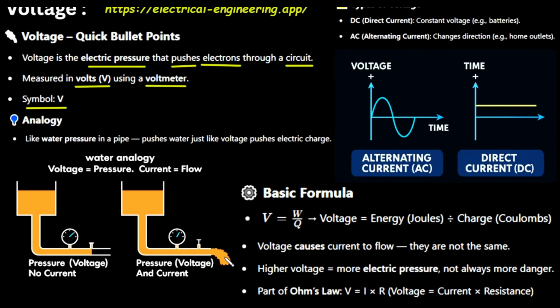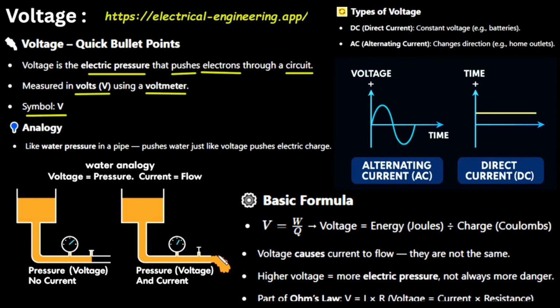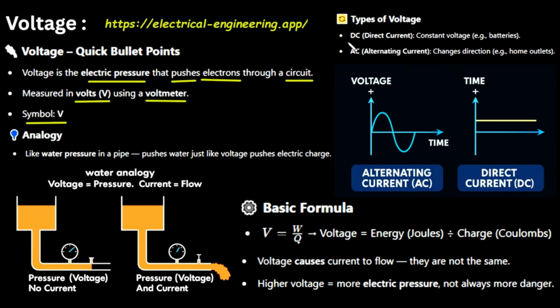Now, look at the second diagram. The valve is open, and water is flowing out of the pipe. The pressure from the water in the tank is pushing the water out. This is exactly how voltage works. The voltage, or electric pressure, pushes the electric charge, causing a current to flow through the circuit.